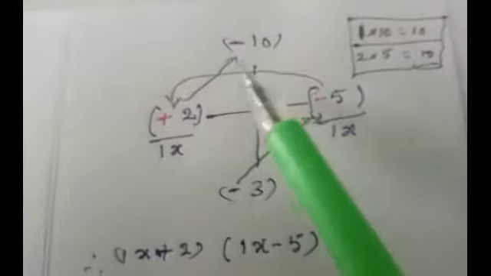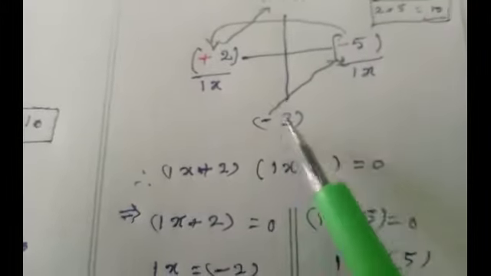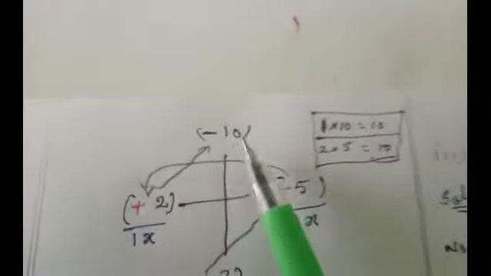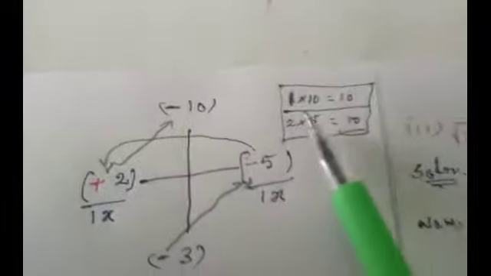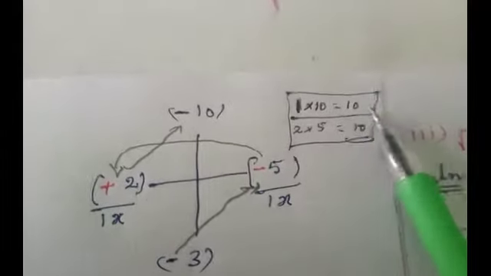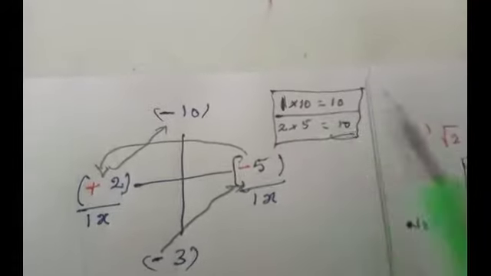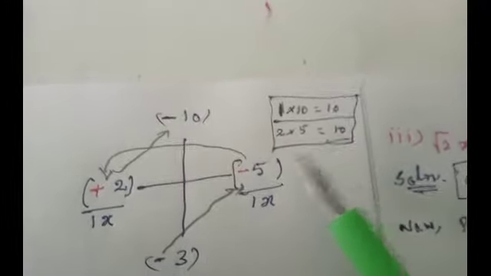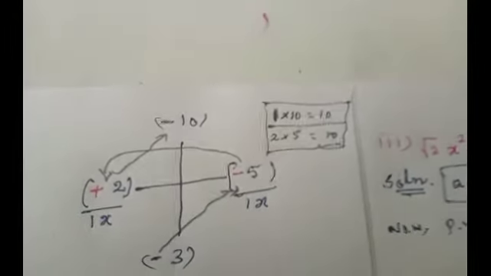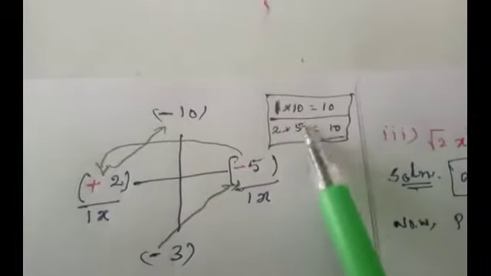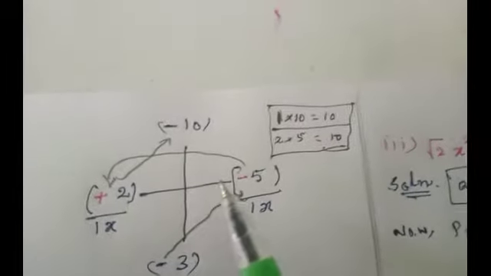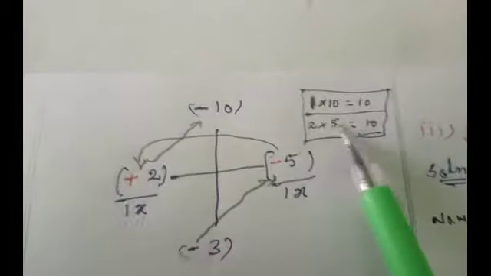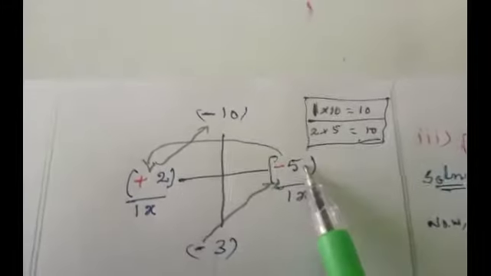Now let us substitute the values. The product value, minus 10, is written on the top, and the addition value, minus 3, is written below. Now what are the factors to get 10? Possible multiples: 1 into 10 is equal to 10. The other possibility is 2 into 5 is equal to 10. Then 5 into 2 is a repetition. So out of these two, we have to satisfy the conditions. Now let us write 2 into 5, so 2 is over here and 5 is over here.